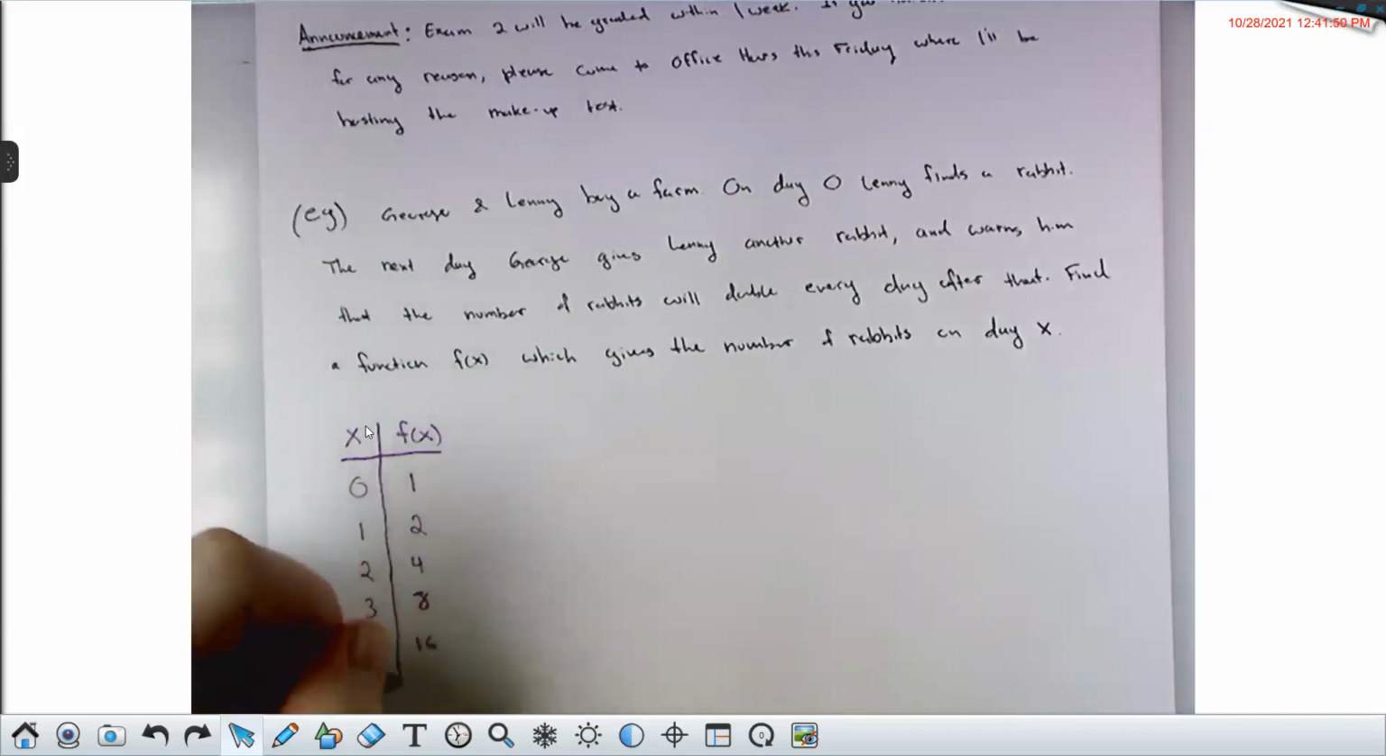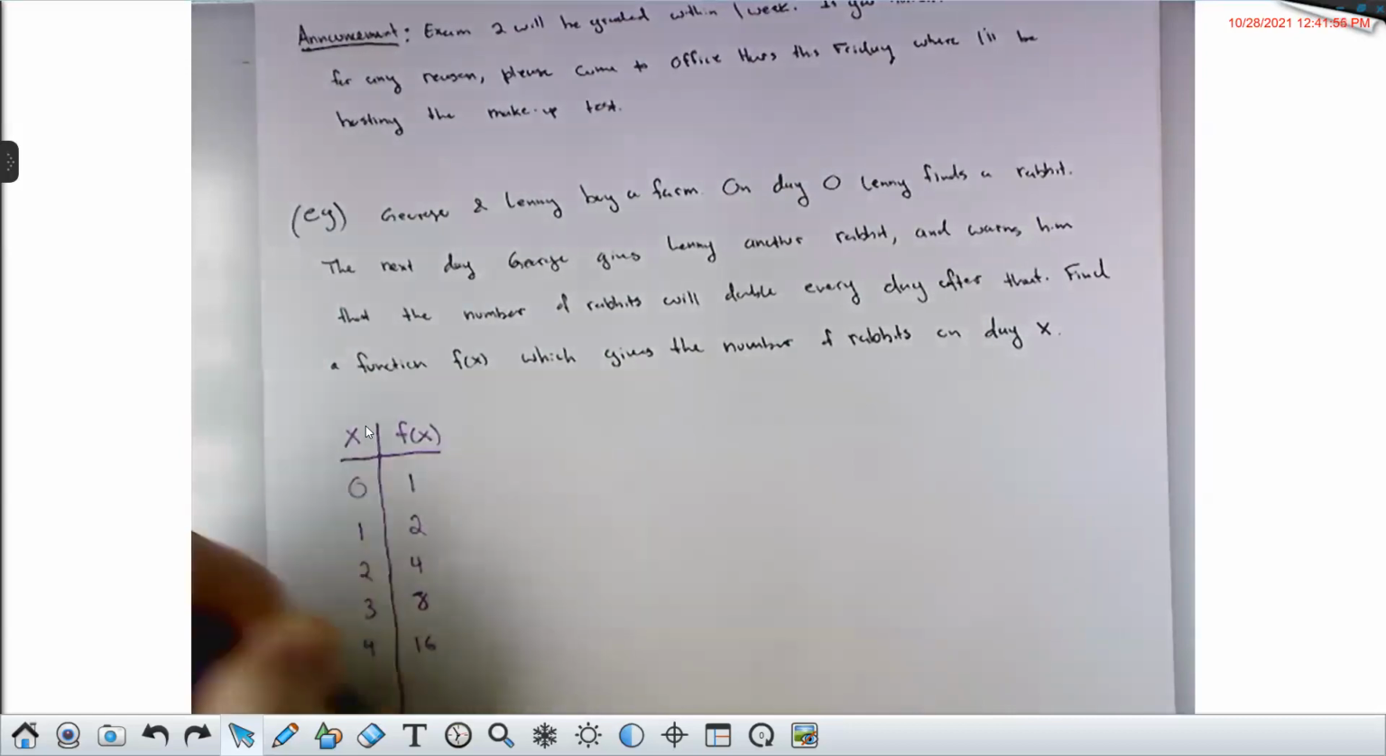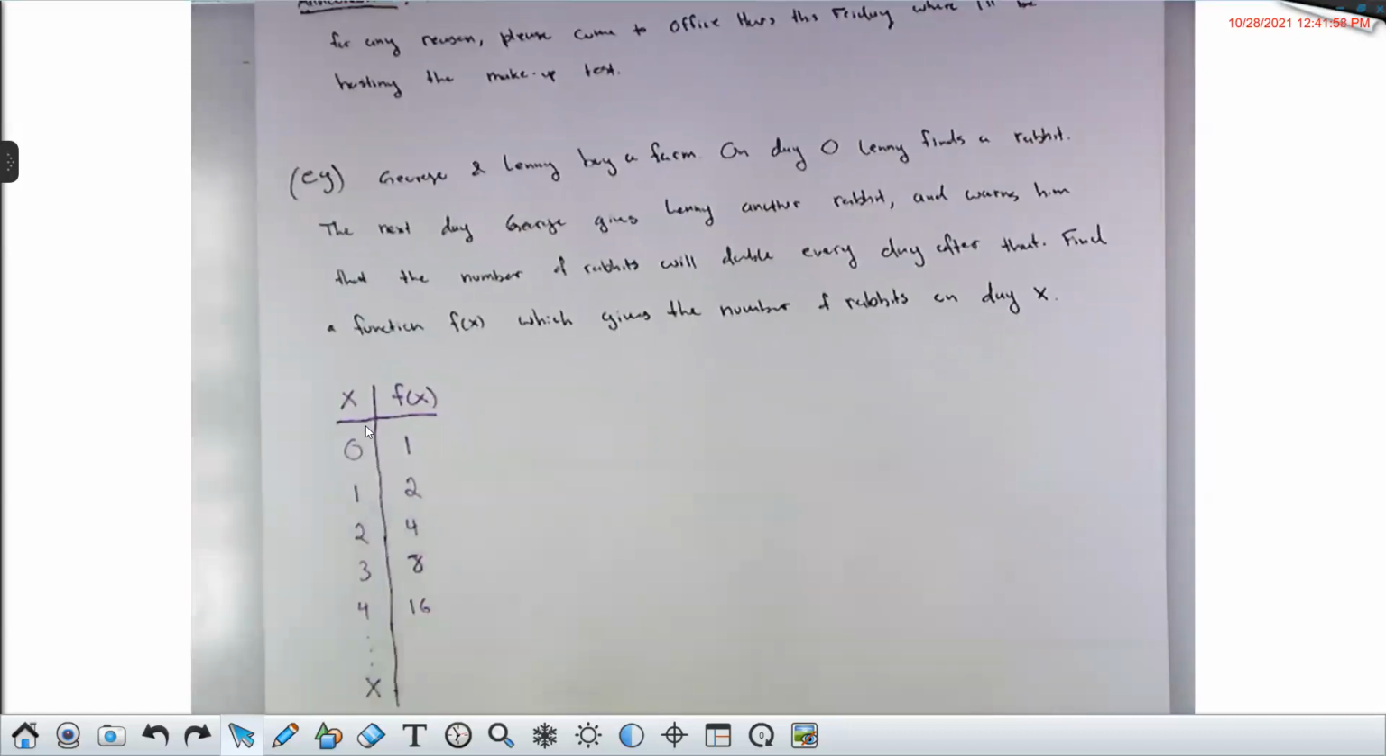Okay. Now remember, our goal is to say how many rabbits there will be on day x. And before we make a conjecture there, I want to make a few observations about these numbers in the right-hand column. What do you notice about these numbers? 1, 2, 4, 8, 16. Maybe look at these guys first, just 2, 4, 8, and 16. Think about their arithmetic properties. If you had to describe these numbers to somebody, what would you describe them as?